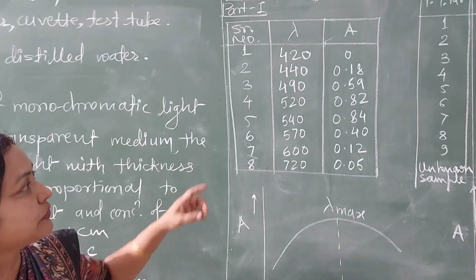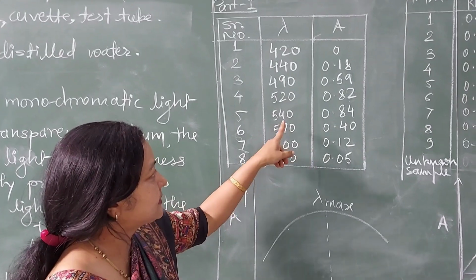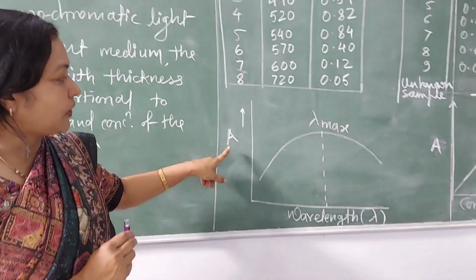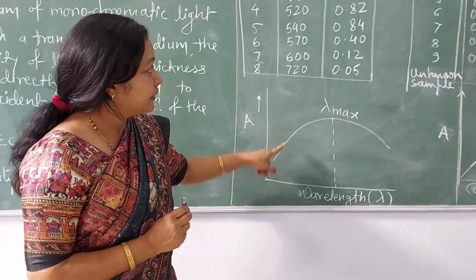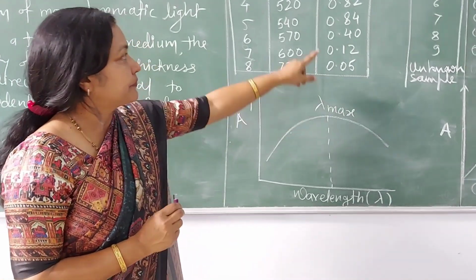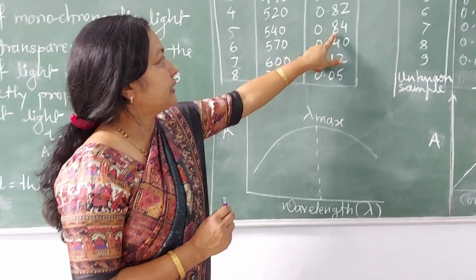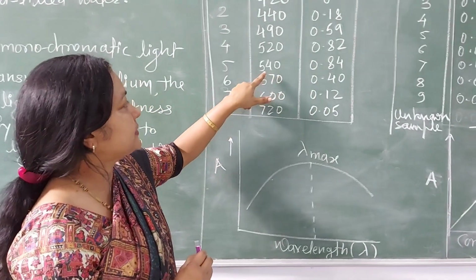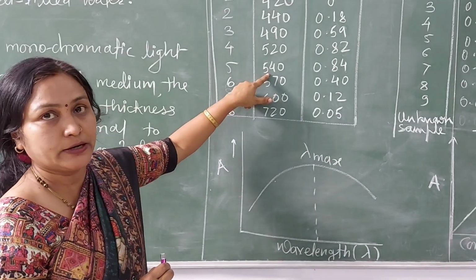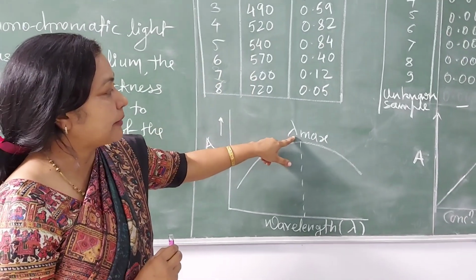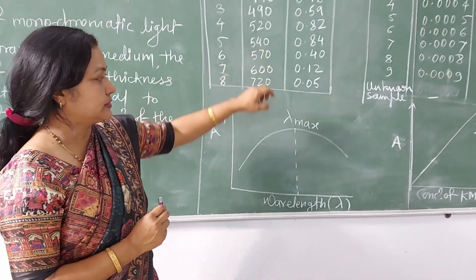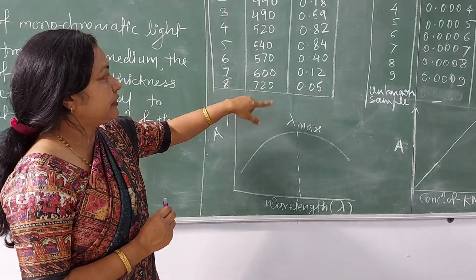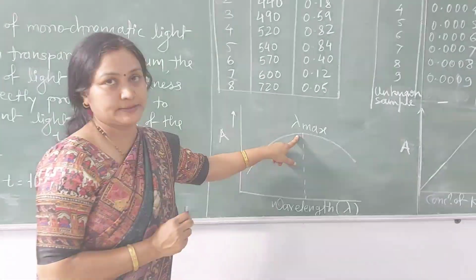So as we can see in this, we get a graph. If we plot a graph between absorbance and wavelength, we get the maximum at 0.84, which is the maximum absorbance, and it is at 540 nanometer. So this is the lambda max, that is the wavelength of maximum absorbance. So from this part we obtain the lambda max.